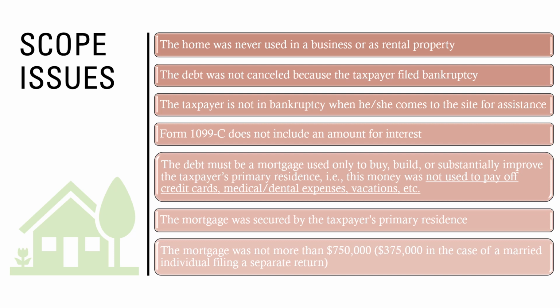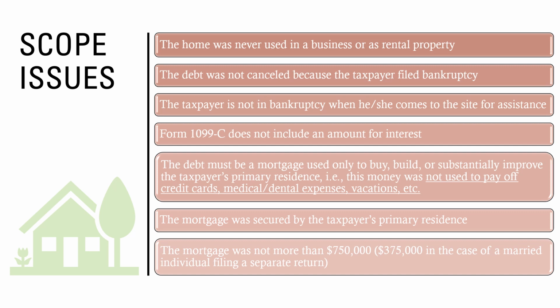As we talked about before, a 1099-C cannot include an amount for interest. That's going to create a more complicated tax situation. And we talked a little bit towards the beginning that the debt must be a mortgage used only to buy, build, or substantially improve the taxpayer's primary residence. So again, when they got this loan or refinanced a loan, a lot of times it's a cash out refinance, they cannot have used the money to pay off credit cards, medical or dental expenses, vacations, etc. And then the mortgage needs to be secured by the primary residence.